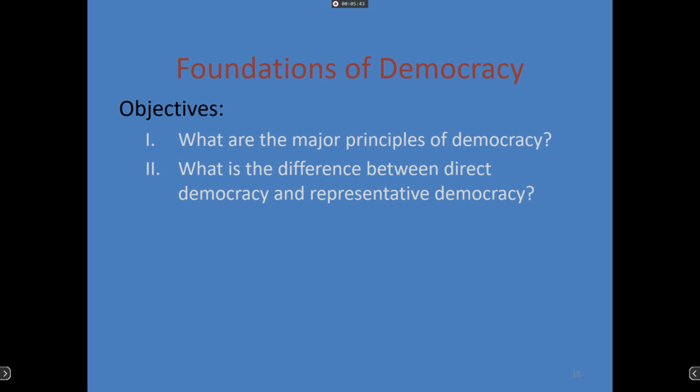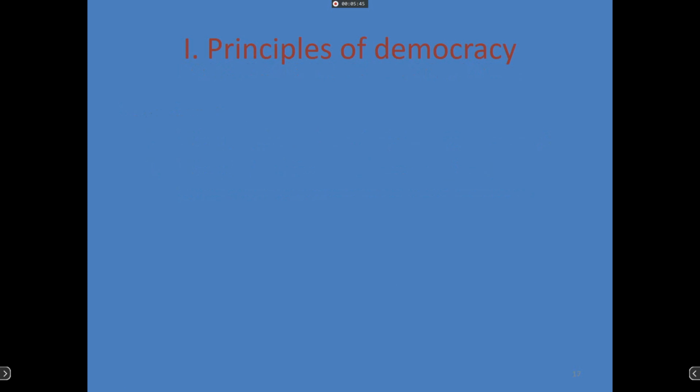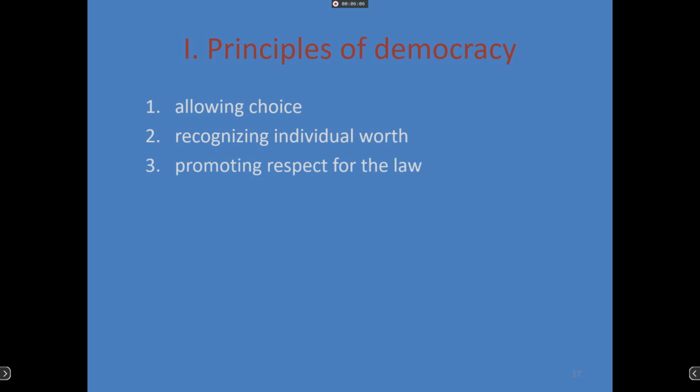All right, so democracy. Really, the principles of democracy. It's the kind of government we have here in the United States. We like it. It gives us choice in who leads us and where we are going as a country. We recognize individual worth. We want to promote respect for the law. We want to protect minority rights.